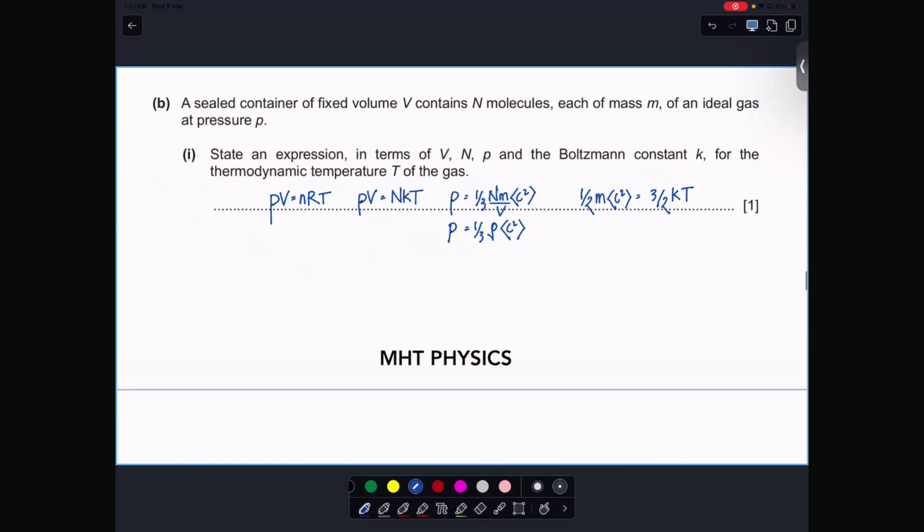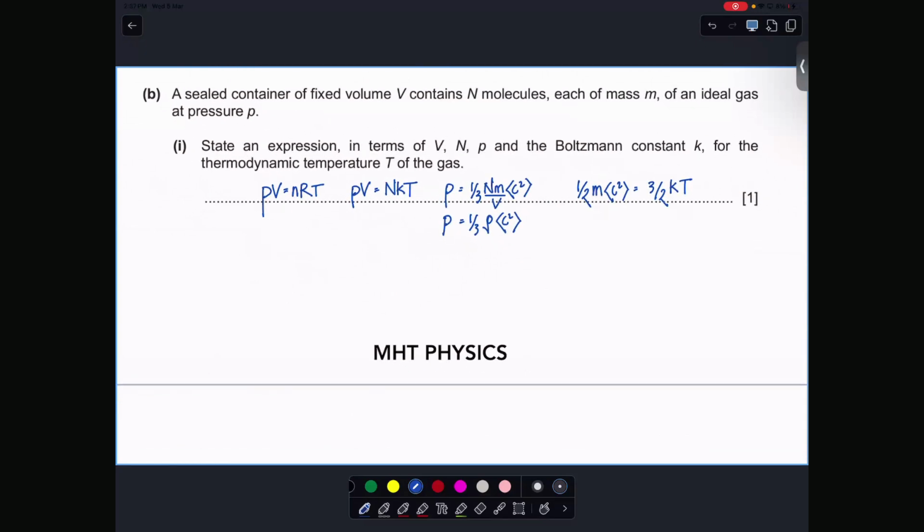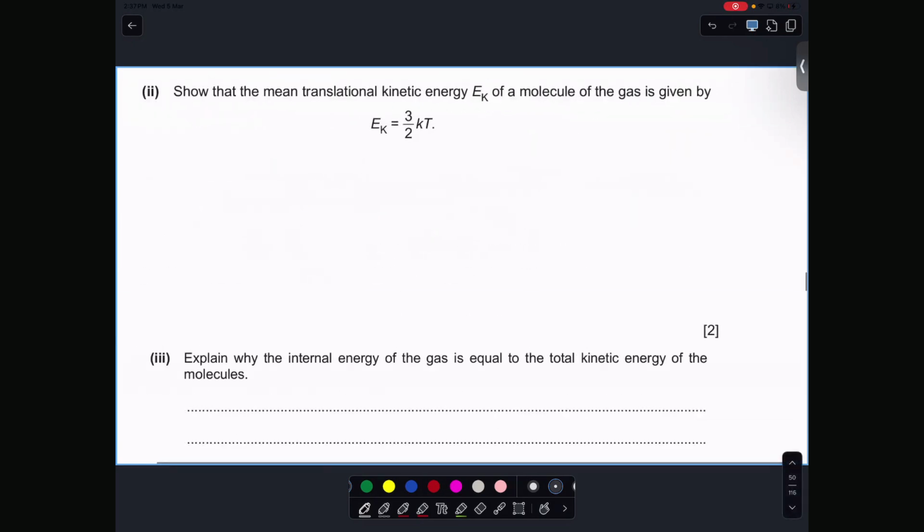So এখানে বলছে write an expression in terms of V and P and the constant for the thermodynamic temperature. কোনটা use করব আমরা? So it's going to be PV equals to nkT. Show that the translational kinetic energy EK of a molecule is given by EK equals to 3/2 kT.